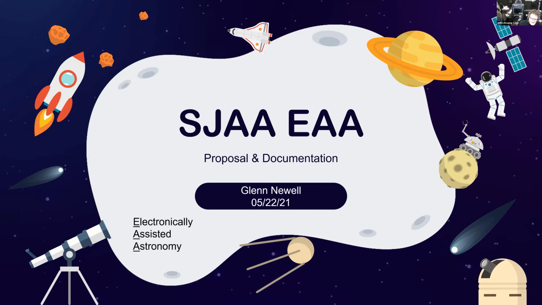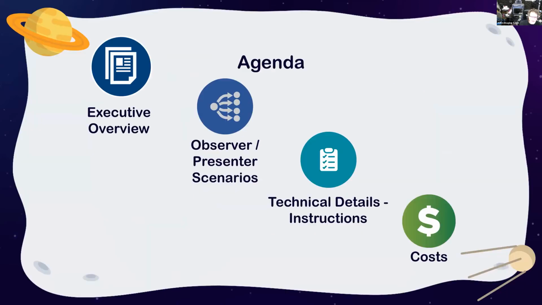Then there's what I'm calling SJAA, which is really for the star parties, for the visual observers that are used to using eyepieces. So that's what this is about here. I'm only going to go through the executive overview part of this presentation, just to describe my thought process and how this is going to work.